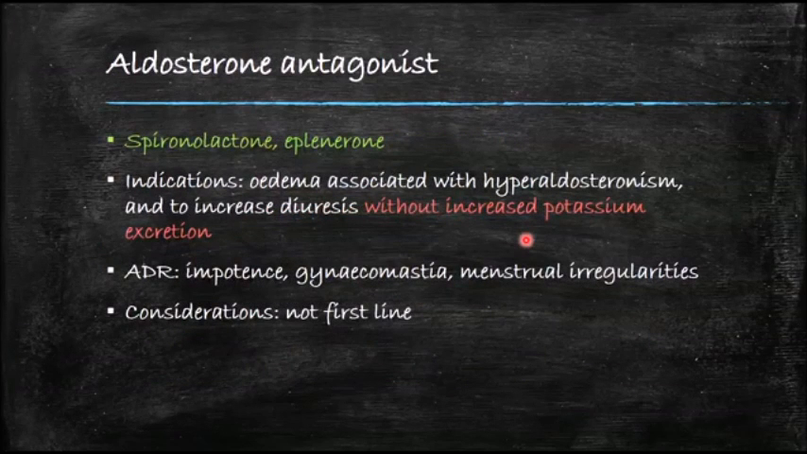Aldosterone antagonists, they're used sparingly. Spironolactone is used much more frequently than eplerenone, and they are mostly used in refractory edema, where you know that the cause is due to hyperaldosteronism. They can also be really good if the patient has edema, but their potassium is starting to get a little bit off. Use these medications because these don't increase the potassium excretion, so you're not going to get hypokalemia.